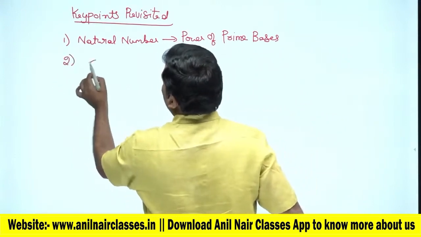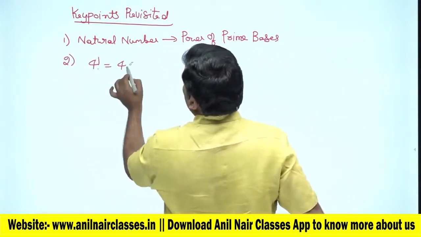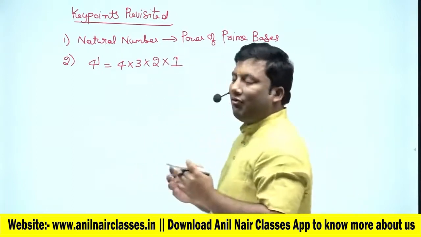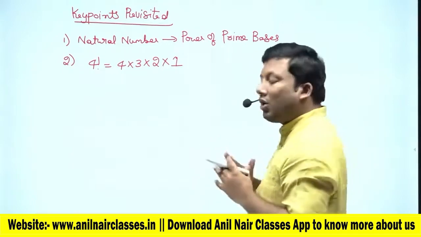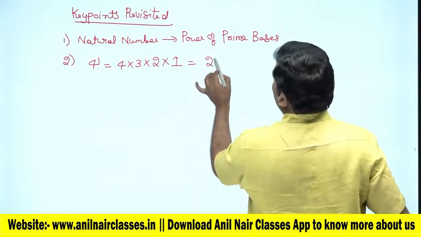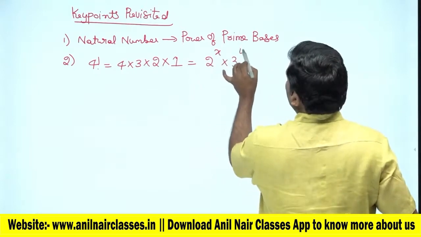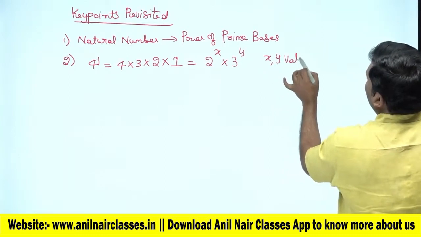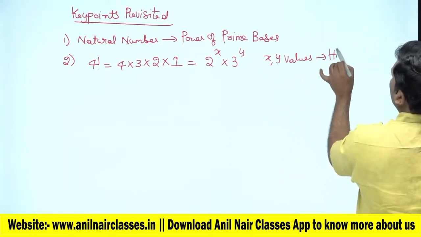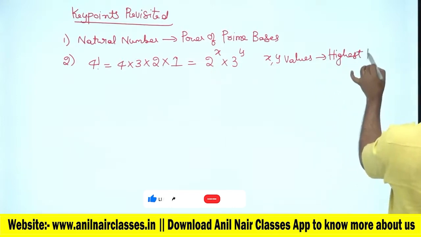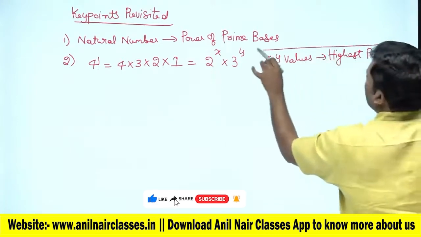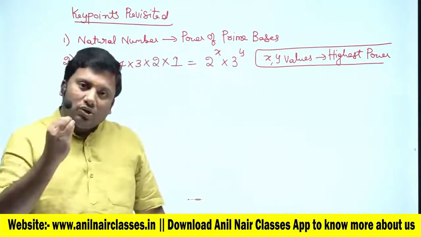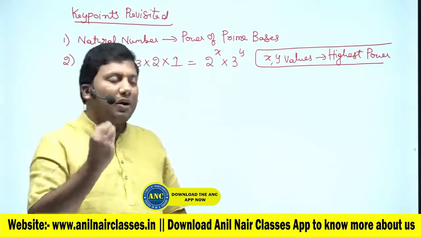Second point, suppose I take 4 factorial. The definition of factorial is the product of all natural numbers from 1 to 4. From 1 to 4, what are all the prime numbers? Prime numbers are 2 and 3. So 2 power something will be there, 3 power something will be there. Finding the value of x and y is all about the highest powers chapter: finding the highest power of a prime number. That is what we discussed in highest powers sessions number 1 and 2.